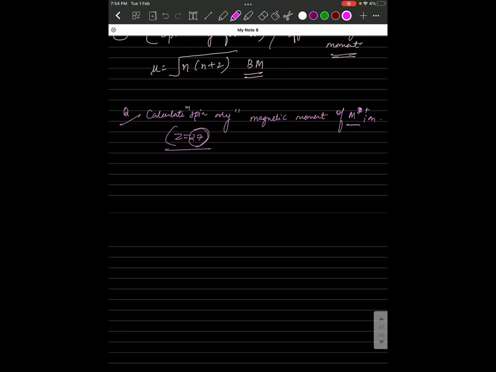Ma'am, after iron, what is it? Scandium, titanium, vanadium, chromium, manganese, iron, cobalt, nickel, copper, zinc. You have to learn this, okay? You have to learn all the 3d, 4d, 5d series.